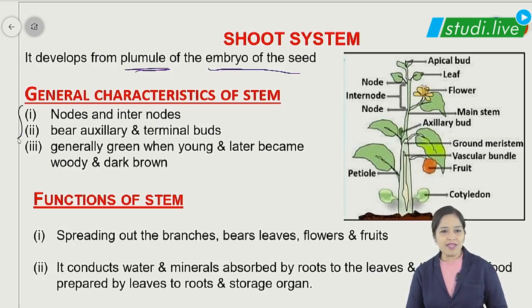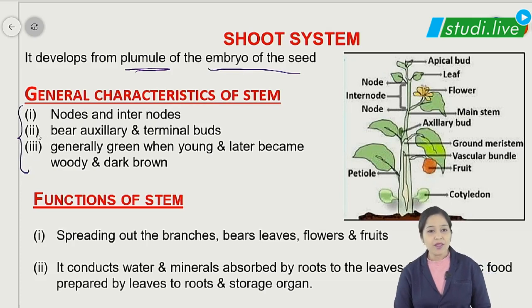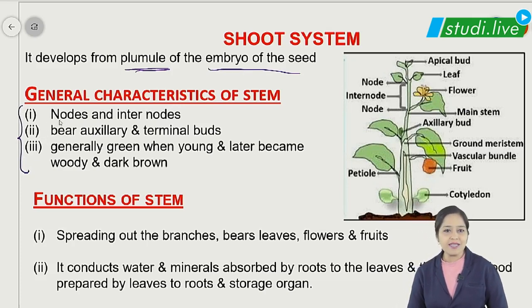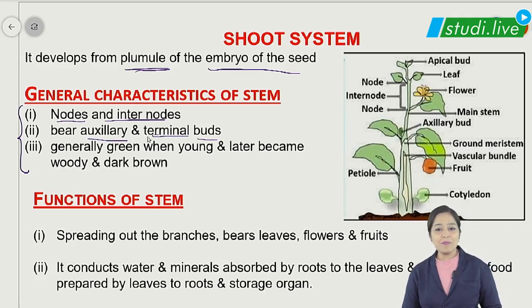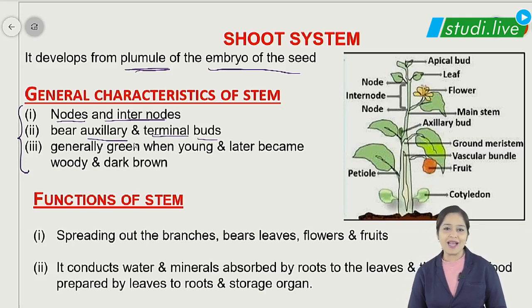So here we have the characteristics of the stem. When we see the characteristics, they have nodes and internodes, because there is the presence of these tightly packed cluster of cells which are called nodes and internodes. So they have axillary and terminal buds. The buds which are on both the sides are known as the axillary buds, and they also have the terminal bud which is known as the apical bud.